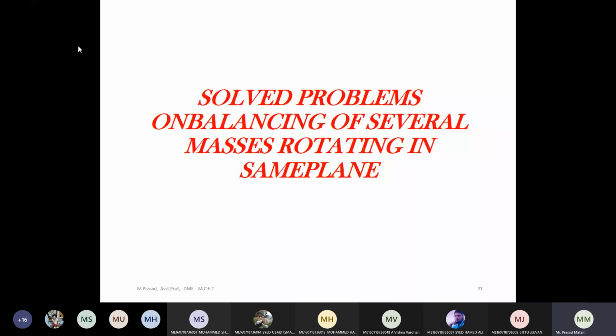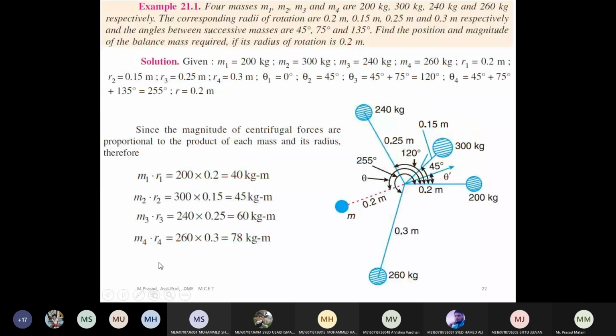Now in this class we are going to solve a problem related to the balancing of several masses rotating in the same plane. So for this, let us note down one problem here. When you are solving a problem, please be ready with your protractors and scales, so that you can get an exact solution. Now let us go through the problem. Let me read this problem.